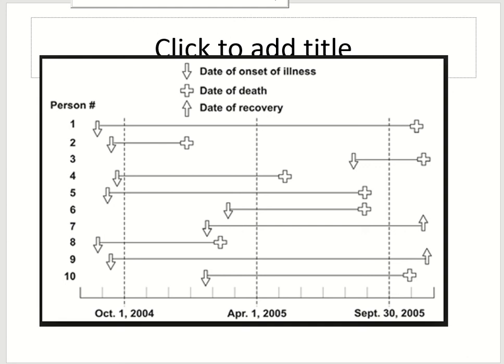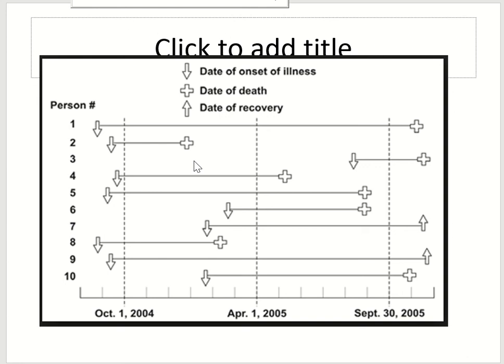So I can ask you between October 1 and April 1, who are the incident cases between that period of time? So you look between these two points of time and you start looking for those that started having the disease. So not 1, not 2, not 3. Obviously it's 6, 7, and 10. All three of them are considered incident cases in that period of time.